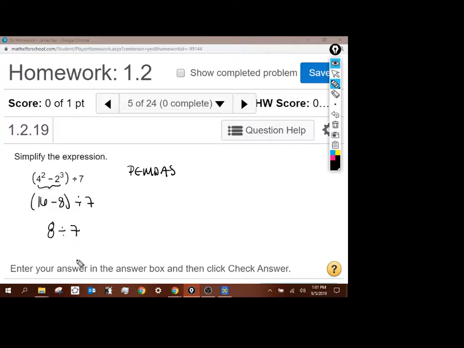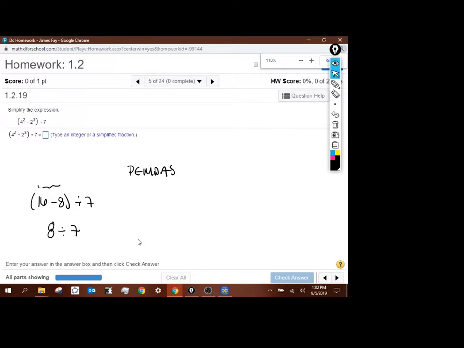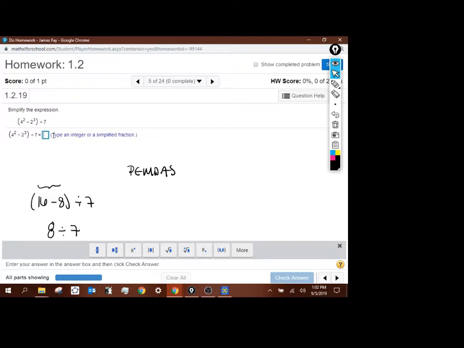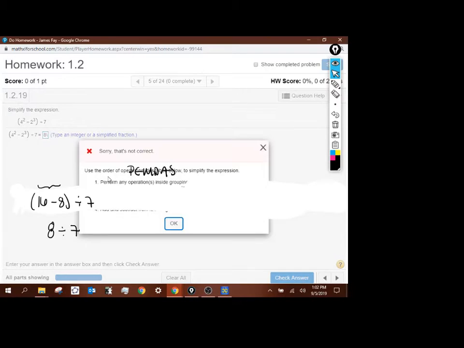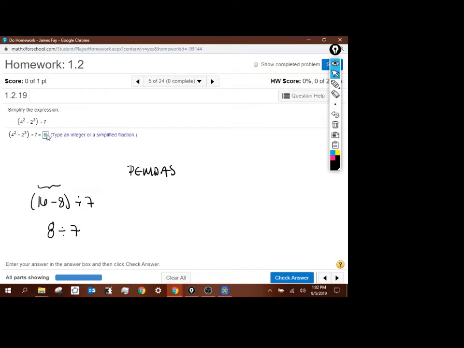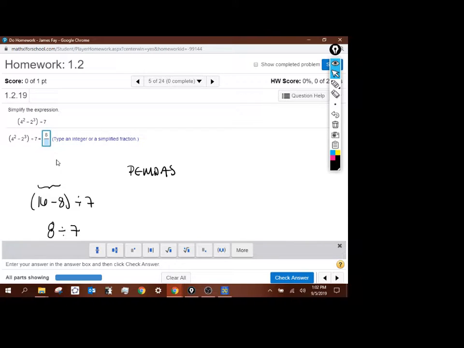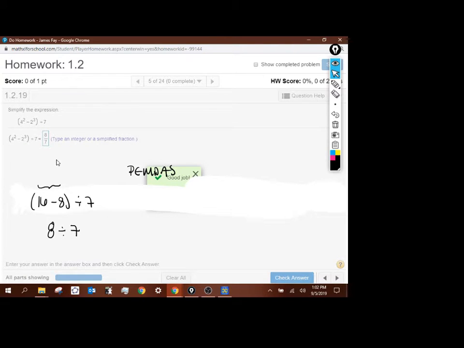Now let's see what they tell me in regards to how I've got to type this in. And that's another thing that we need to pay attention to, is how they ask you to enter your answer. See how it says type an integer or a simplified fraction. If I take 8 divided by 7, does 7 go into 8 evenly? No. So I just need to type it in as a fraction. 8 over, yep, I hit the enter key too fast. It should be that. There you go. 8 divided by 7, and then it will tell me I'm right. Okay?